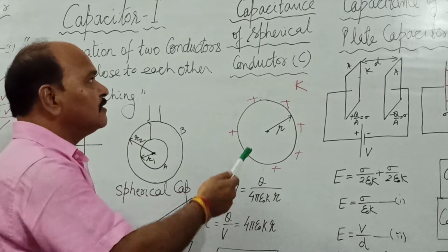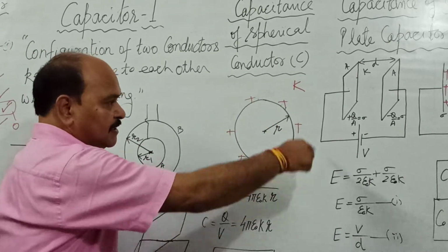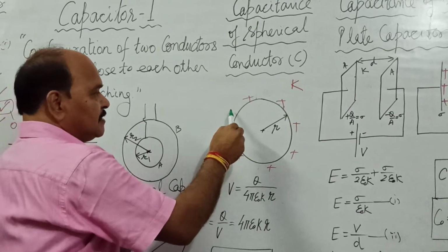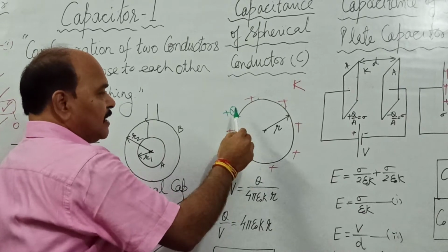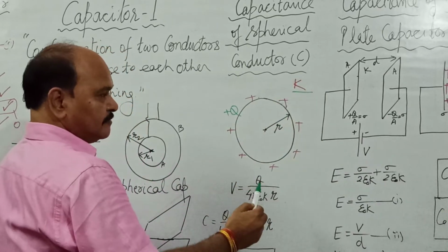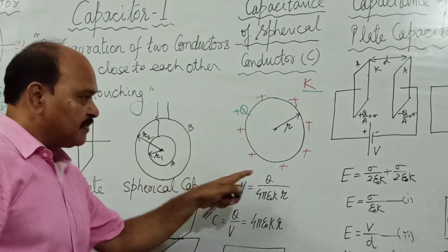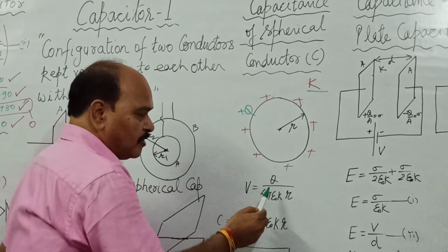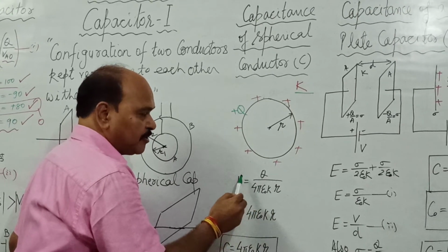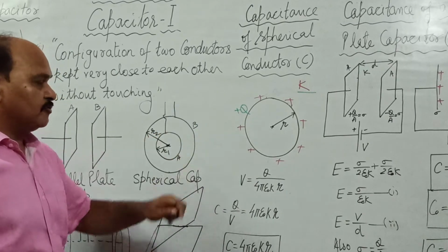Children, let us find out the capacitance of a spherical conductor. This is a spherical conductor of radius r, and it has a charge plus q over it, and it is placed in a medium whose dielectric constant is k. So what is its potential? We have already studied that the potential of this spherical conductor is going to be q upon 4 pi epsilon naught k r. This is the potential of the spherical conductor having charge q.